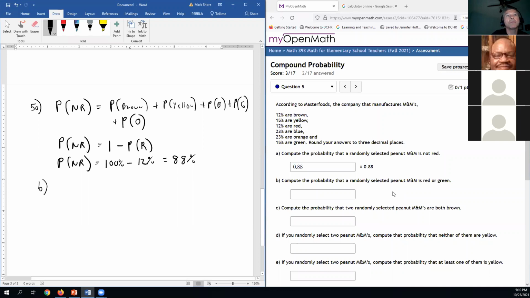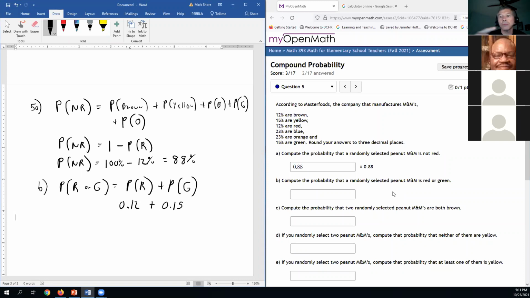So part B says, compute the probability that a randomly selected peanut M&M is red or green. So we want the probability it is red or green. So it could be either way. So let's get the red ones, which there's 12%. So I take the probability of red and I'm going to add on the probability of green. So 12%, I'll just say 0.12, right? 12% is the same as 0.12. That's the percentage that are red, and the percentage that are green are 15%.